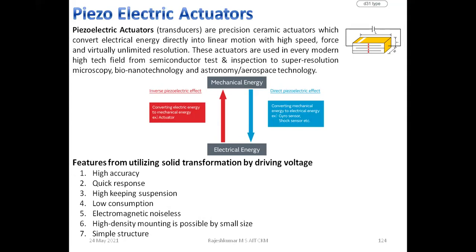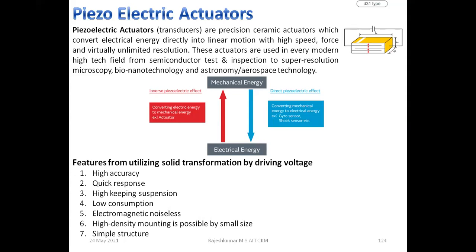Next is high density mounting, which is possible because of small sizes. That means high density mounting is possible by small sizes. Whatever the huge amount of vibrations that you require, it can be obtained by a small size of operation. The best example which I am going to consider is the pacemaker.